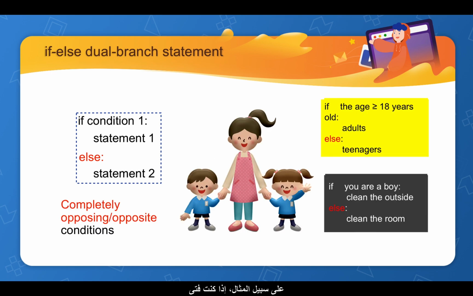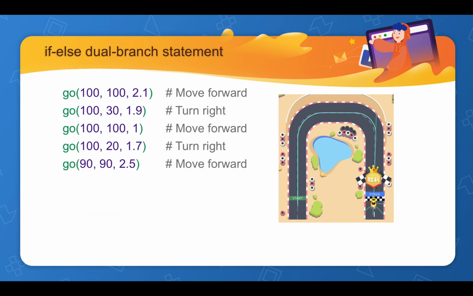For example, if you are a boy, please clean the outside of the room. Else, if you are a girl, please clean the inside of the room. The keyword else can represent the condition of you are a girl. So, let's implement the if-else structure in car racing on a U-shaped map.